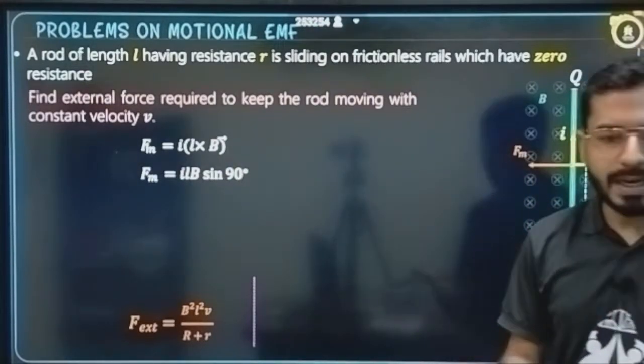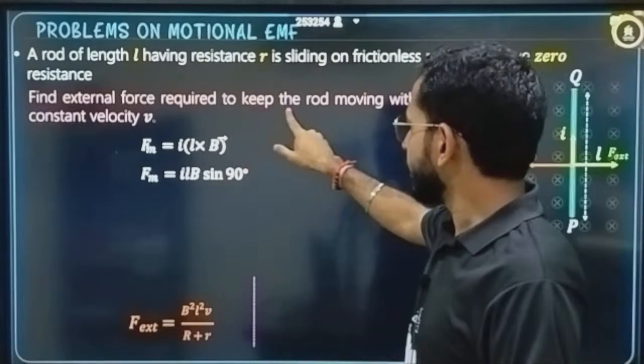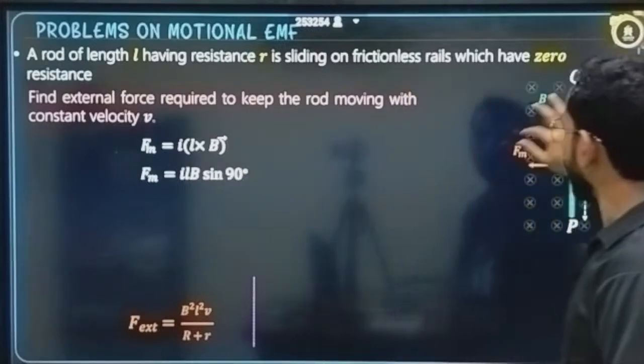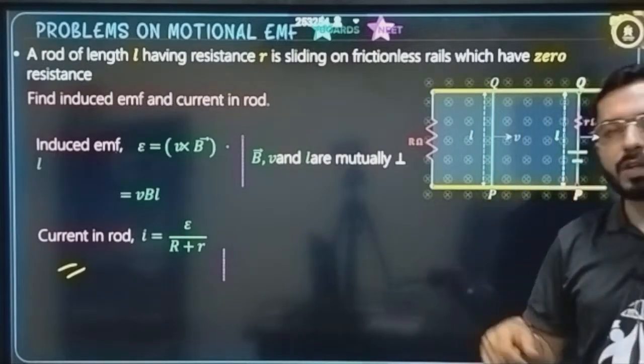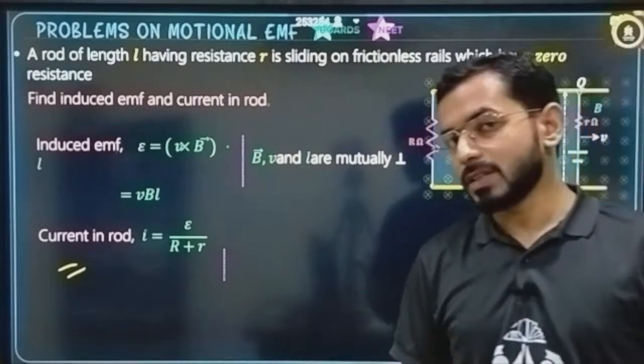Next, a good kind of question is coming. The question is: find the external force required to keep the rod moving with constant velocity. The rod that is moving here in the forward direction, you have to tell me what external force you will apply so that it is moving with constant velocity.